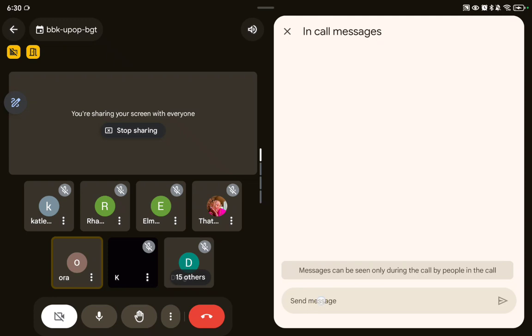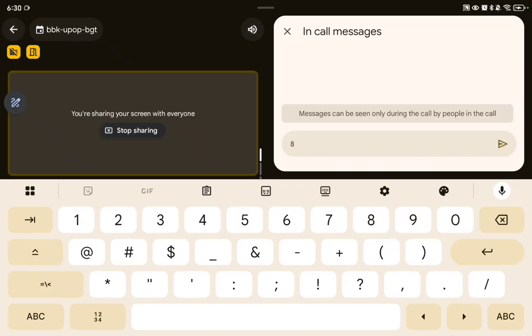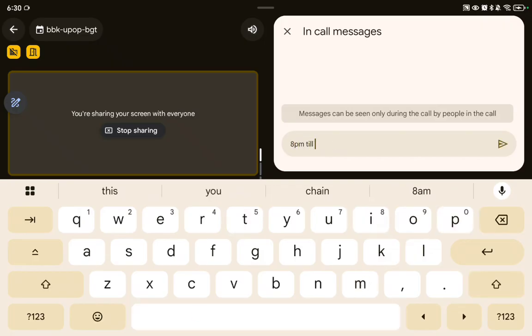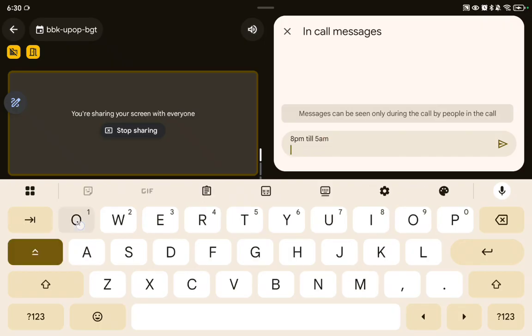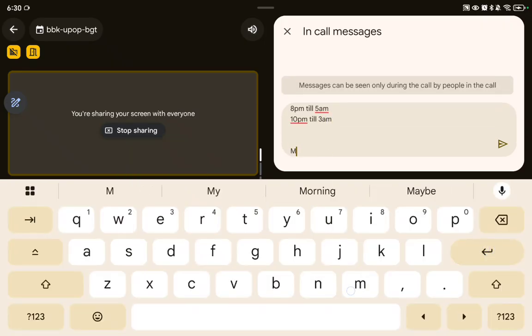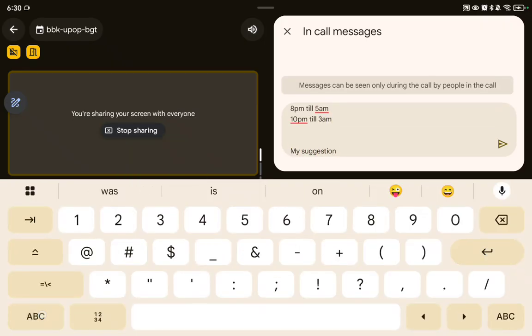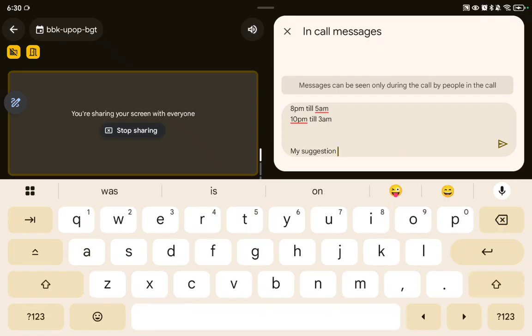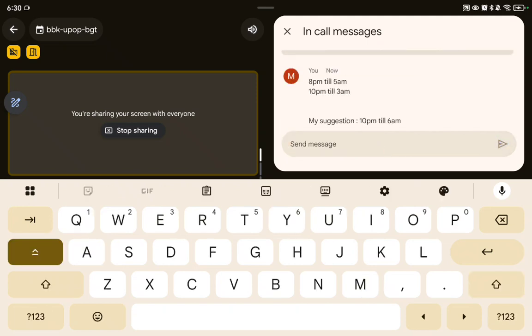One suggestion said 8 p.m. till 5 a.m. The second suggestion said 10 p.m. till 3 a.m. Then my suggestion, which doesn't even need voting. I was just asking what time we should start, but I already knew: till 6 a.m. That one is mine. So we're going to start at 10 p.m. till 6 a.m., for the sake of those who stay off camp.